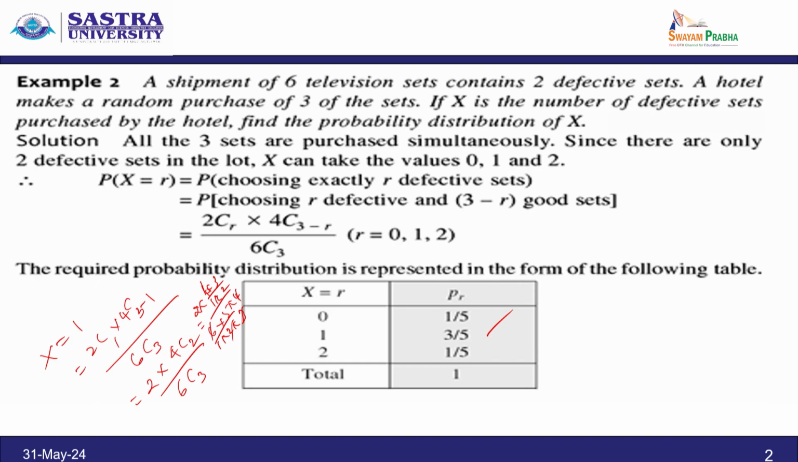So, this is a way we can write probability of x equal to 1, and in a similar way probability of x equal to 2 is 1 by 5 will come. Sum them, we have 1 plus 3 plus 1 divided by 5 is 1 will come. So, total probability 1 is coming.